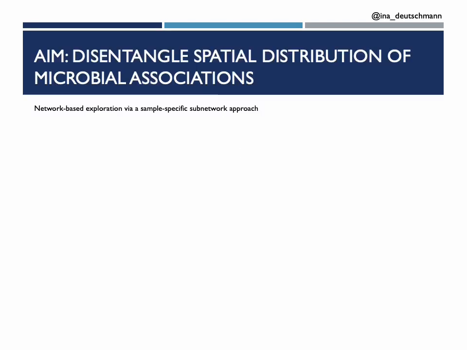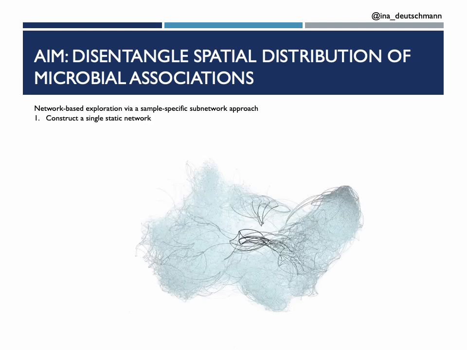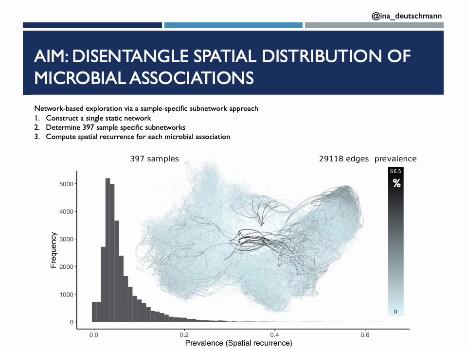In the poster, you will see that I employ a network-based exploration via sample-specific subnetworks. I first construct a single static network, and then I determine 397 sample-specific subnetworks. I use them to compute a spatial recurrence score for each single microbial association.